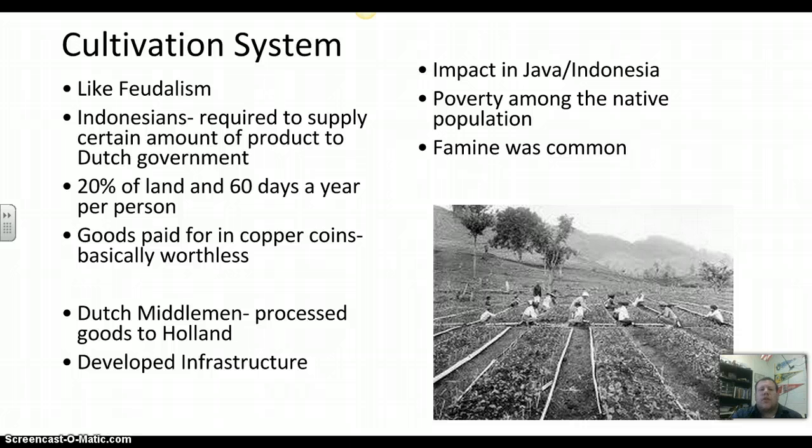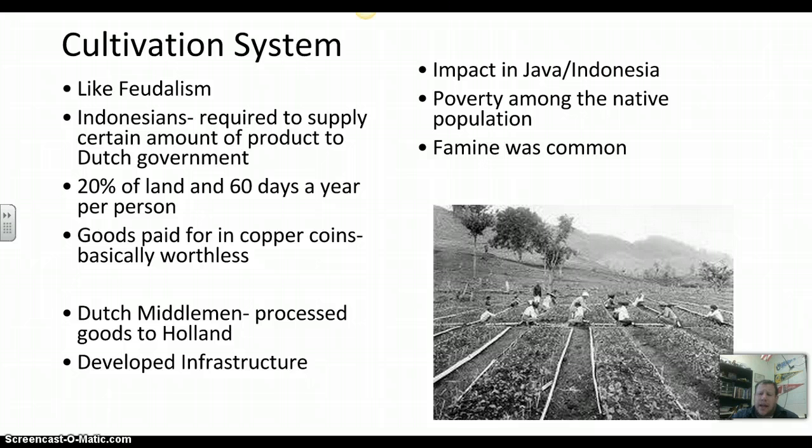What they did is something called a cultivation system. It's kind of like feudalism, in a way. It's part of indirect rule, where Indonesians were required to give a certain amount of product to the Dutch government every year. Essentially, about 20% of the land and 60 days of work a year per person went to the government, and they had to grow it for the government and give it to the Dutch. And the goods they were paid for were basically paid in copper coins that were worthless.